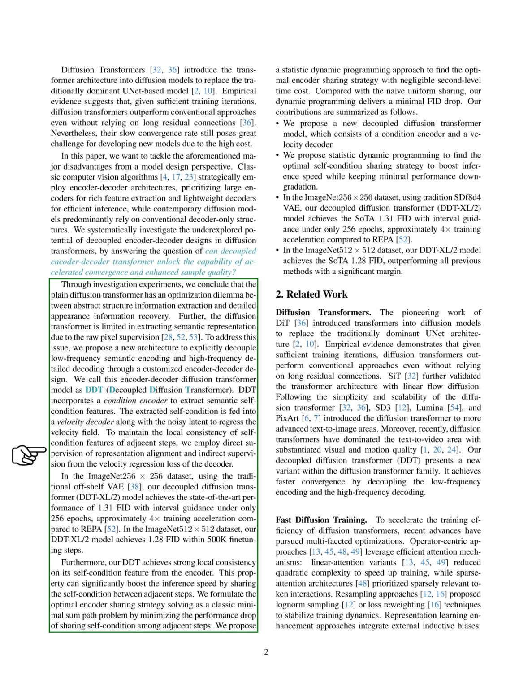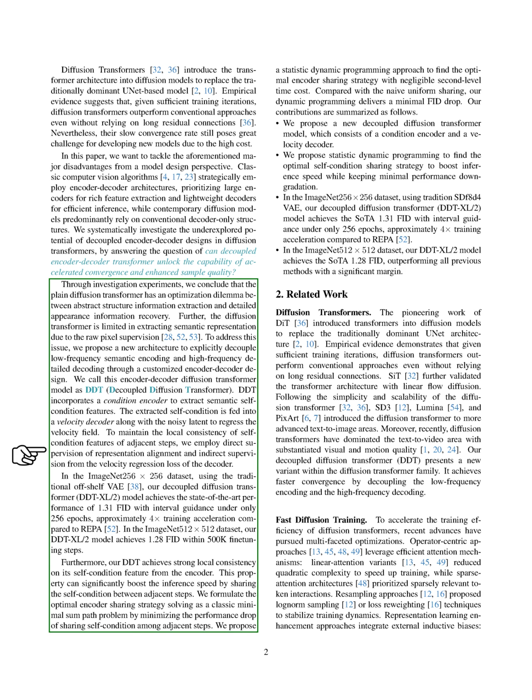In our experiments with the ImageNet dataset at 256 by 256 resolution, our decoupled diffusion transformer, DDT-XL2, achieves a state-of-the-art performance of 1.31 FID with interval guidance in just 256 epochs, which is about 4 times faster than previous methods. For the ImageNet dataset at 512 by 512 resolution, our DDT-XL2 model reaches 1.28 FID within 500,000 fine-tuning steps, outperforming all prior methods significantly. We also enhance inference speed by sharing features between adjacent steps.